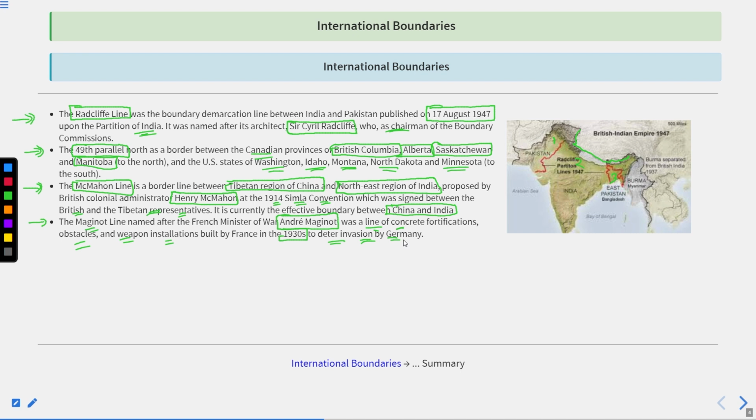To deter them, to stop them, the French made a line of concrete fortification, various obstacles, and installed weapons at those lines in the 1930s, so that they could defend the territory from the Germans and deter their invasion. And that line was the Maginot Line, named after the French Minister of War, André Maginot. Remember this.